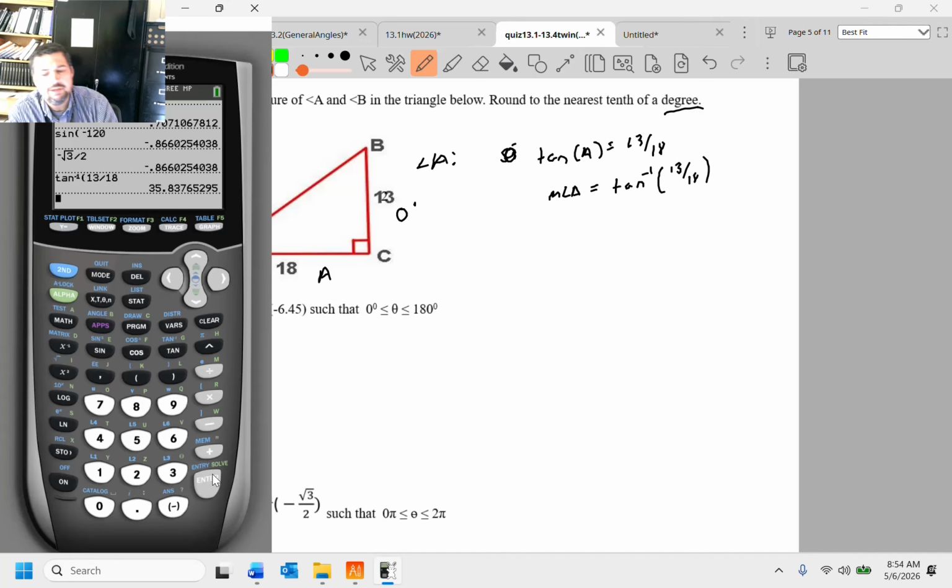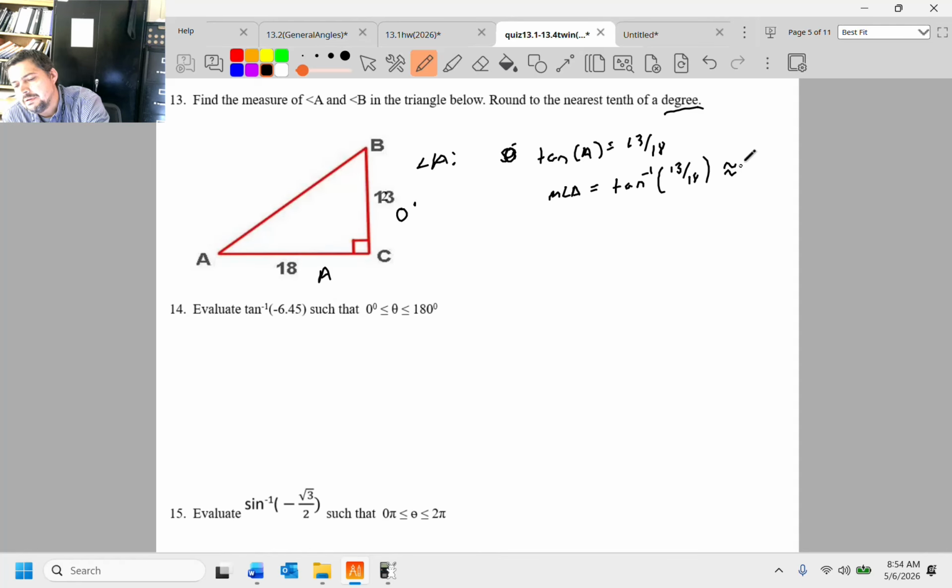It's about 35.84 degrees. Now, if I have angle A, I can find the measure of angle B by taking away what I have from 180 degrees, because there's 180 degrees in a triangle.